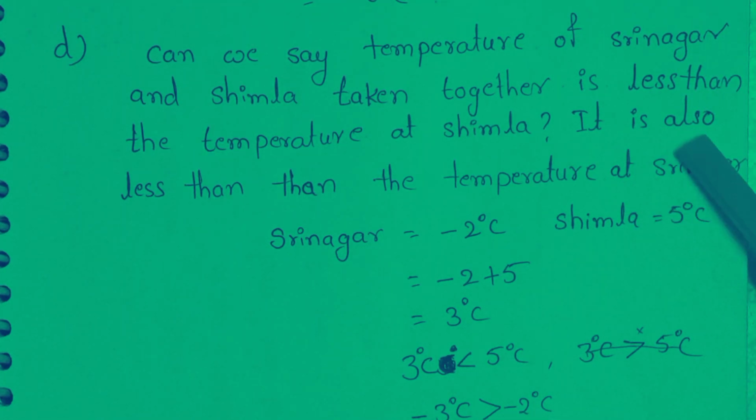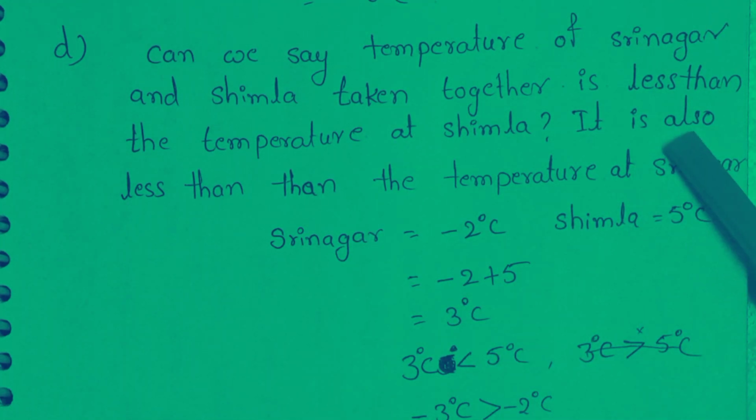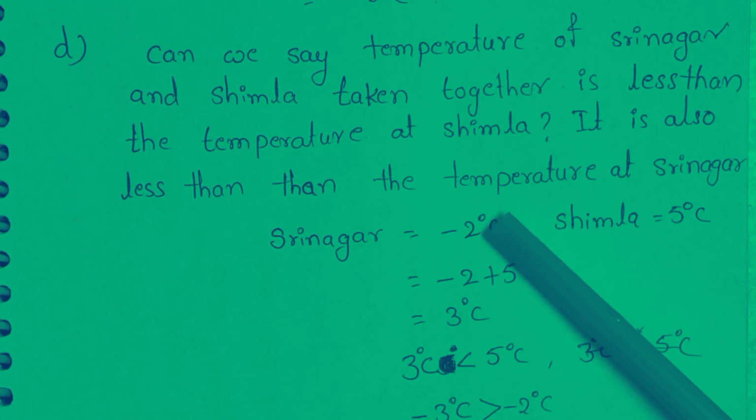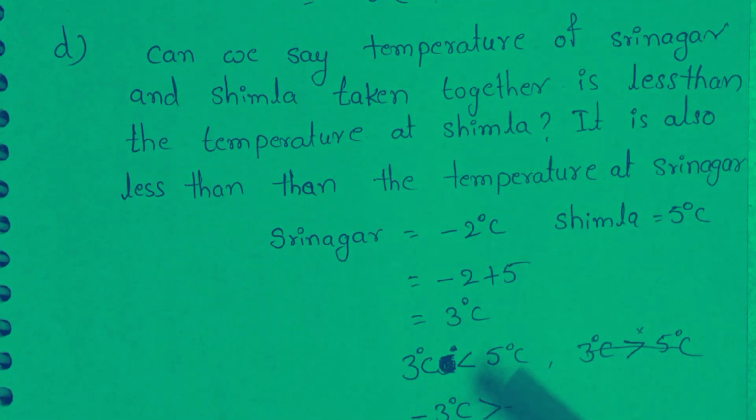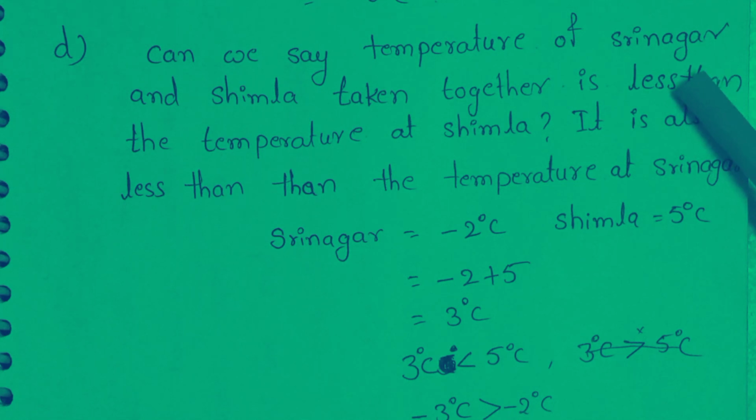And the next one: it is also less than the temperature at Srinagar. It means 3 degrees centigrade. The answer is 3 degrees centigrade. Is it less than Srinagar, which is minus 2 degrees centigrade? This is wrong. The statement is wrong. This answer is greater than Srinagar. So 3 degrees centigrade is greater than minus 2 degrees centigrade. The first statement is correct, but the second statement is wrong.